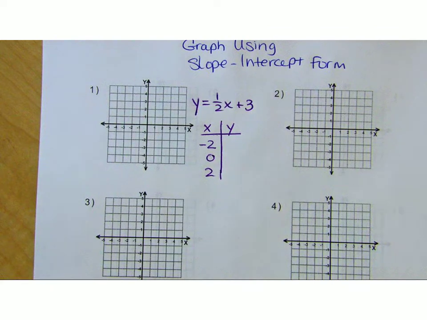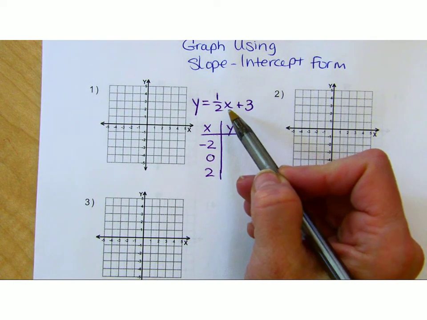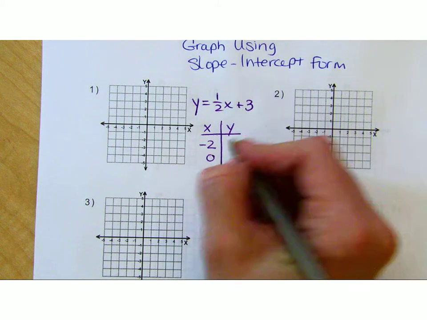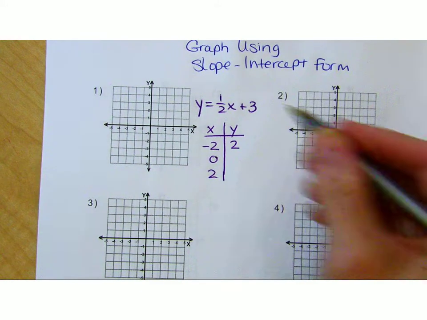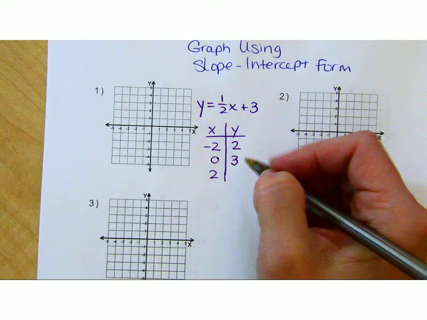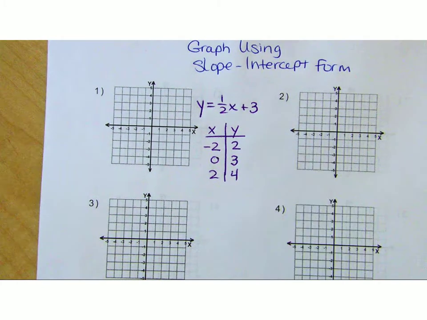You had to plug -2 in here and say half of -2 is -1. -1 plus 3 is 2. Half of 0 is 0 plus 3. Half of 2 is 1 plus 3. And then you had to plot those points, and that's kind of a pain in the butt, isn't it? Okay? Let me tell you what.